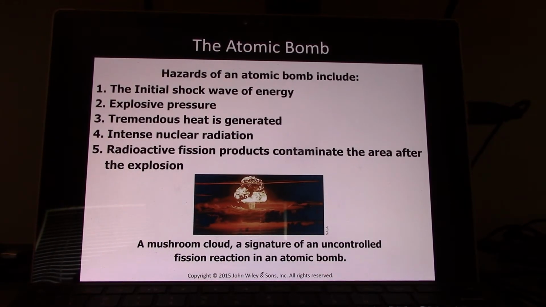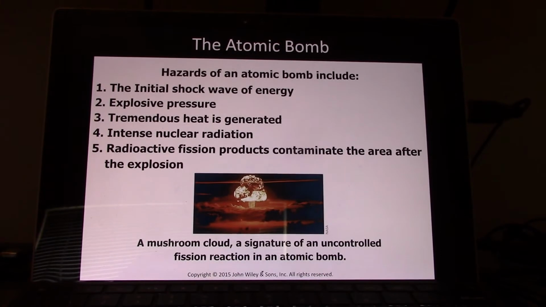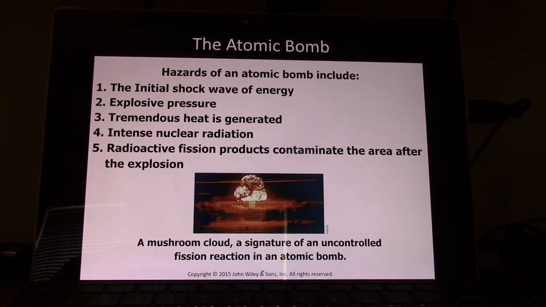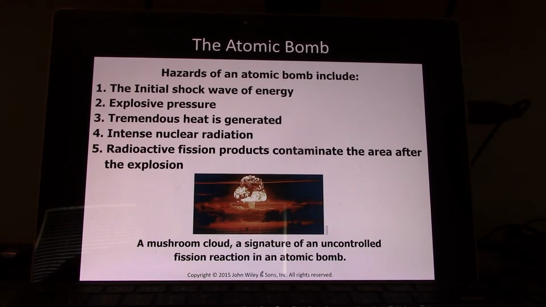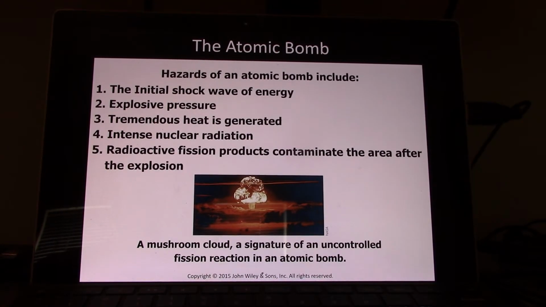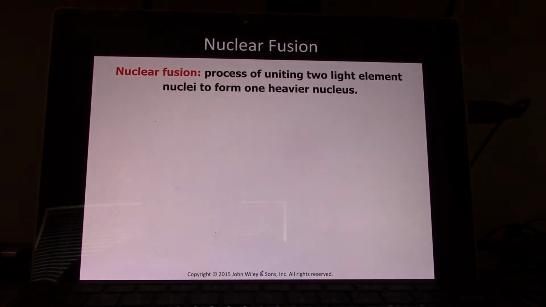Hazards of atomic bombs. You have the initial shock wave. There's an explosive pressure. A tremendous amount of heat is generated, and there is intense radiation, and an area may not be inhabitable for decades or even longer afterwards. And so there are a lot of downsides to nuclear weapons, which is why they are only used as an absolute last resort, and they have not been used since World War II.